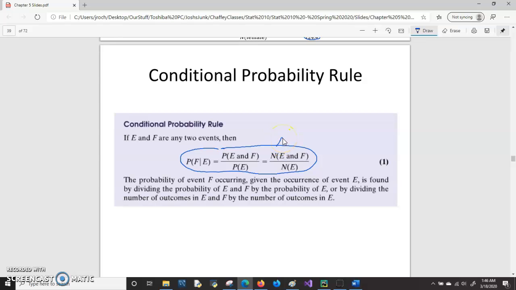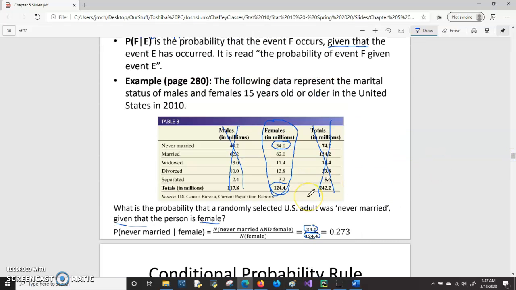The N is just another way of saying the total number of. So it's just another way of saying it. This is saying the total number of things that are E and F, divide by the total number of E. And so you could use that formula. In this example up here, it's also written using the formula. The total number who are never married and female, divide by the total number who are female.